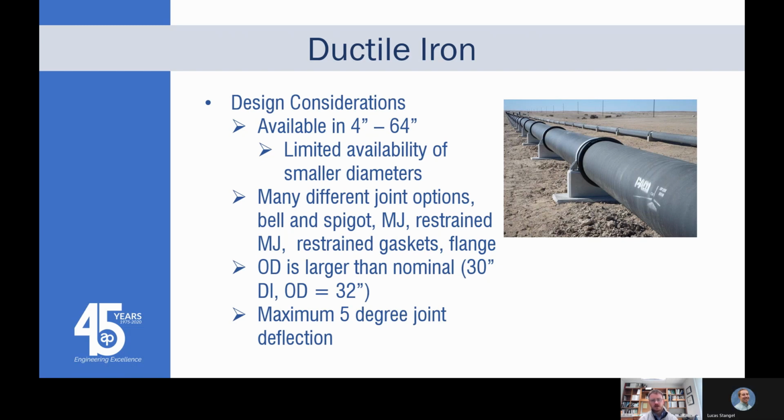The OD is larger than nominal. So like a 30-inch ductile iron, the OD is 32 inches. So something to think about there. Again, with ductile iron, there's a little bit more flexibility according to the manufacturers as far as the deflection at the joint. They recommend a maximum of 5 degrees. Obviously, I'm not going to be bending the barrel of a ductile iron pipe, so you've got to have some flexibility there in the joint.